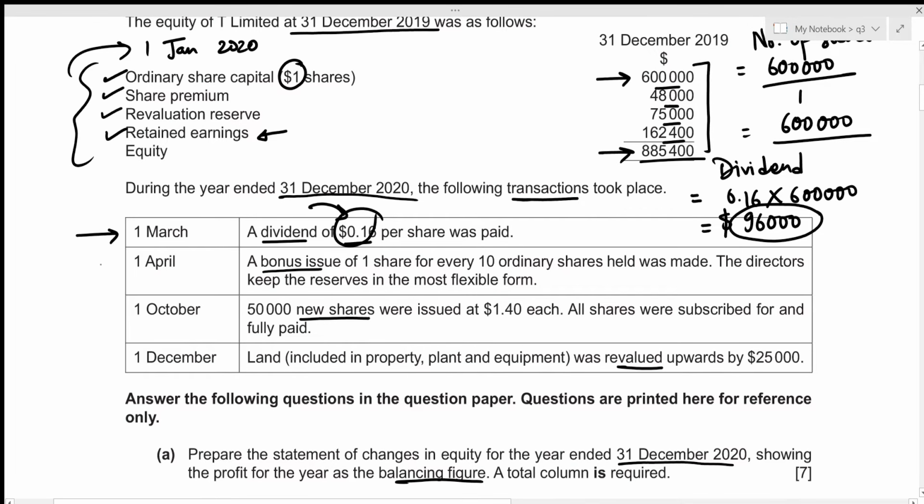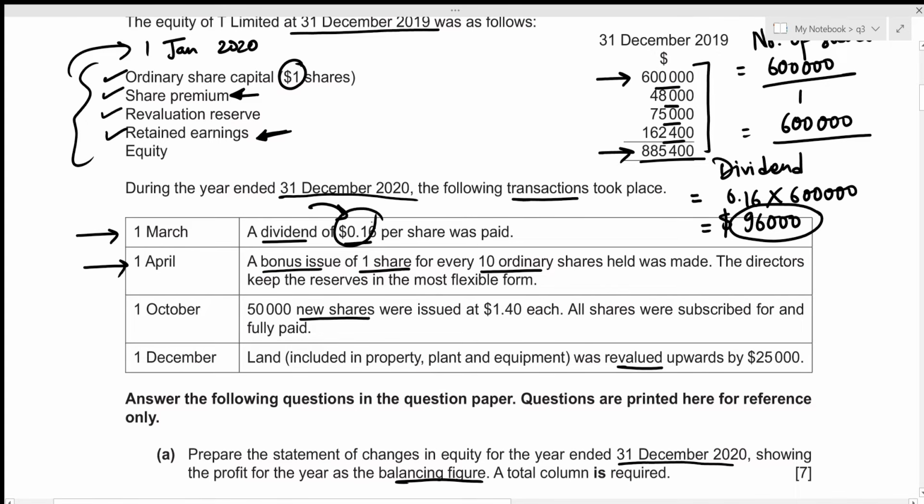All right, now we can move towards the second transaction. It was on 1st April. A bonus issue of 1 share for every 10 ordinary shares held was made, and the directors keep the reserves in the most flexible form. And one thing to understand is that a bonus issue is funded by the company itself rather than cash inflows from any outside parties. So we will be funding the bonus issue by the share premium, and if this is not adequate, we move towards the retained earnings. Okay, let's figure out the total value of the bonus issue.